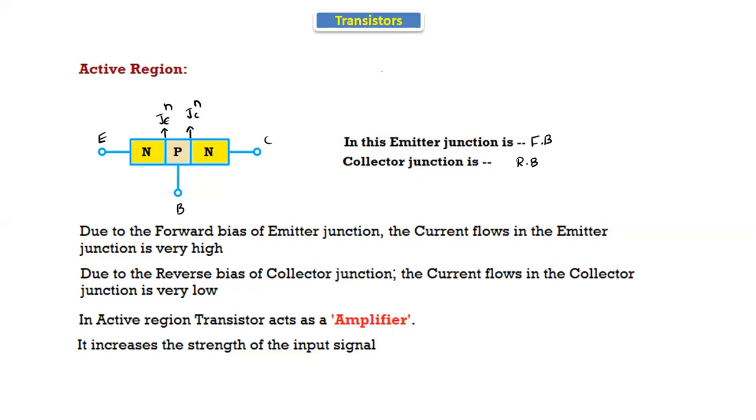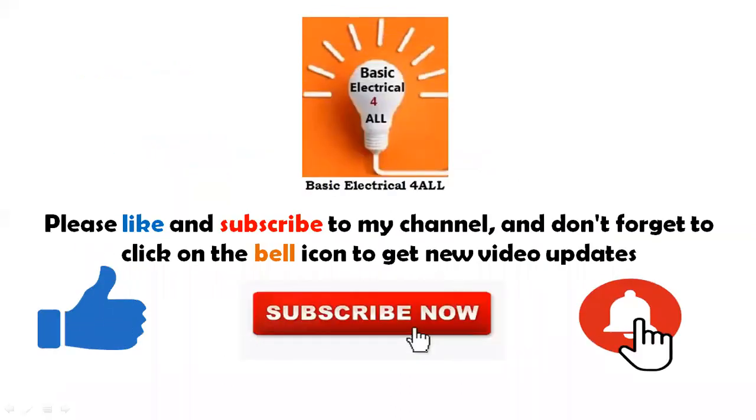The transistor has three regions: active region, cutoff region, and saturation region. In the active region, the transistor acts as an amplifier. This is about the input and output characteristics of the common collector configuration. In the next class, we will discuss the common base configuration.